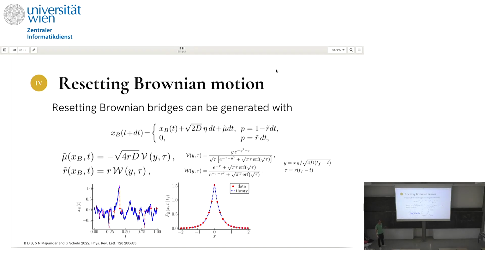And here's what we found. We found that one can generate resetting Brownian bridges by the following equation. You have Brownian motion with an additional drift, which is created by the bridge constraint, and also an effective resetting rate, r tilde, which is also generated by the bridge constraint, and which we computed explicitly; the formulas are given here. So you can see that we can effectively do resetting Brownian bridges. You have diffusive dynamics, resetting, and so on, with an effective drift and effective resetting rate, and you return to the origin at the final time t equal to 1.